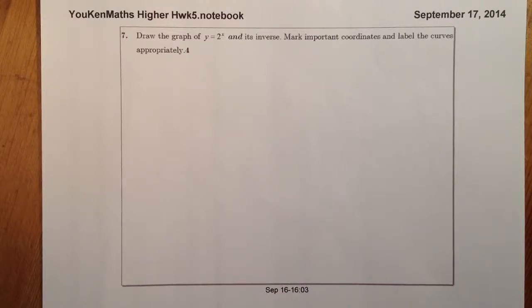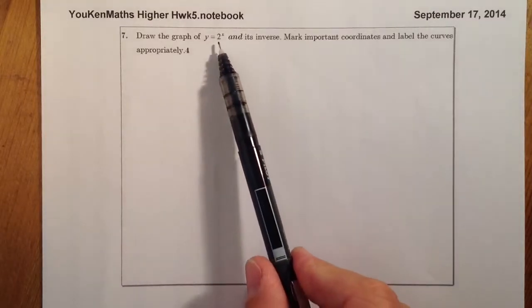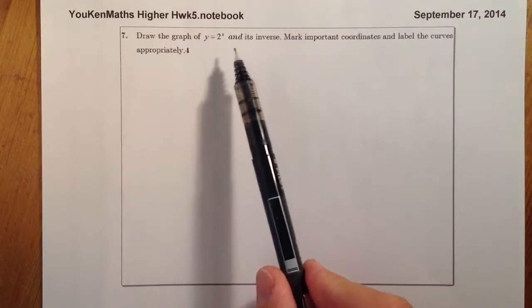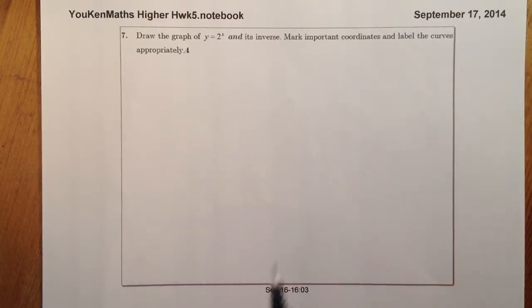This is Higher Maths, it's homework 5. We're looking at question 7 here, and we're going to be looking at drawing a graph of y equals 2 to the power of x. It's an exponential graph and its inverse. Mark important coordinates and label the curves appropriately.